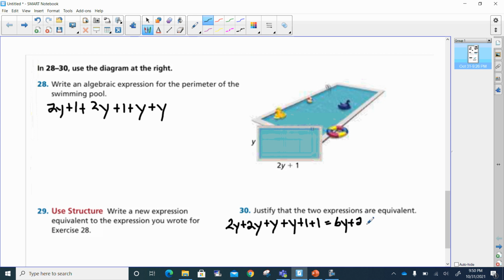Let's just substitute something in and see what we get. Let's just pretend that y is 3, okay? If I do that, that'd be 6 times 3 plus 2. Well, everyone knows 6 times 3 is 18. And 18 plus 2 equals 20.